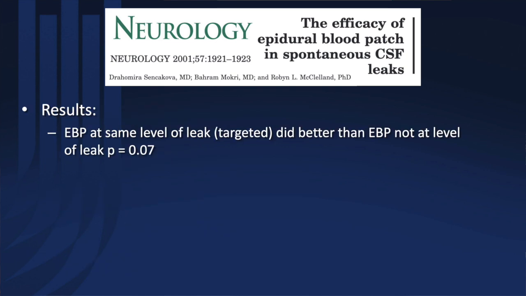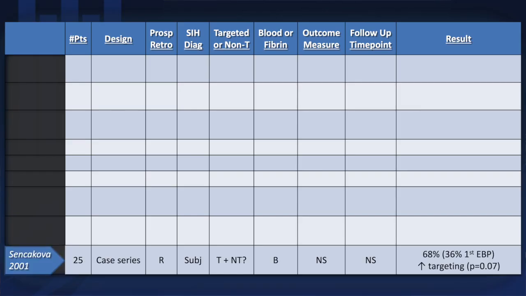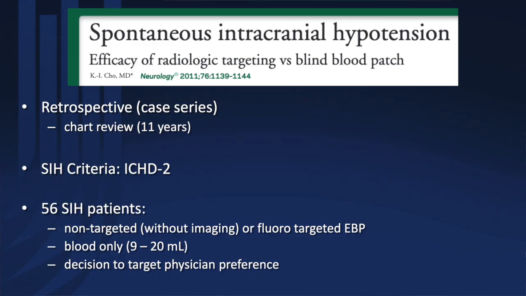And what they found is that epidural patches at the level of the leak, which are targeted, did better than non-epidural blood patches at the level of the leak. And that was reaching close to significance there. So that's our first thing. We're going to build out this table together here. The second paper is from 2011. This is by Cho et al. in Neurology. This was a retrospective case series in a chart review, again, over 11 years.